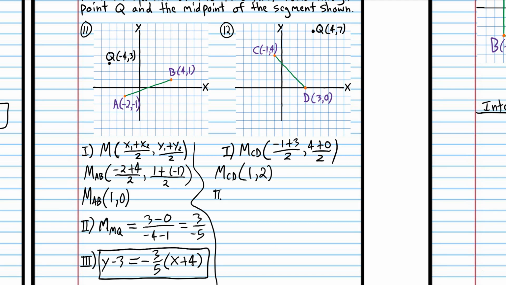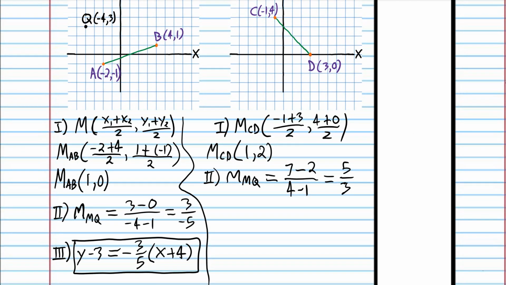And now step 2, we're going to find the slope of the line containing that midpoint and Q. So considering Q to be the second point, we have 7 minus 2 over 4 minus 1, which is 5 over 3. And I'm sorry my writing is so sloppy here, but for some reason this program is doing weird things.